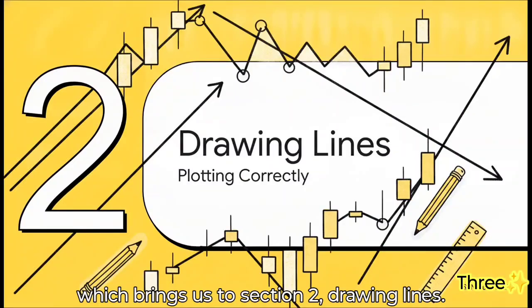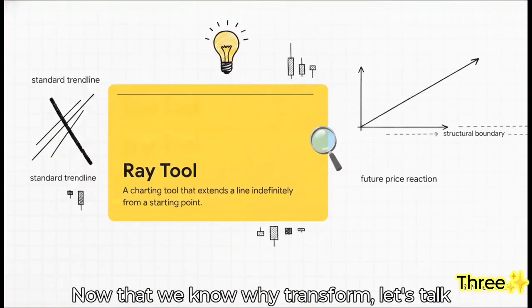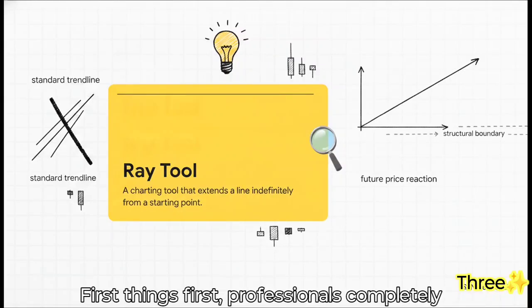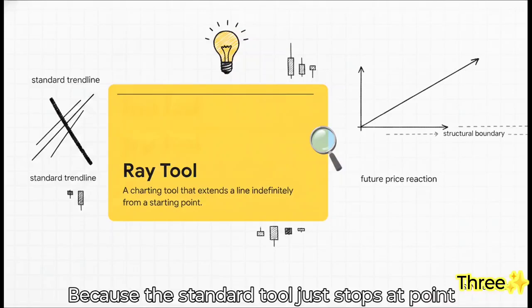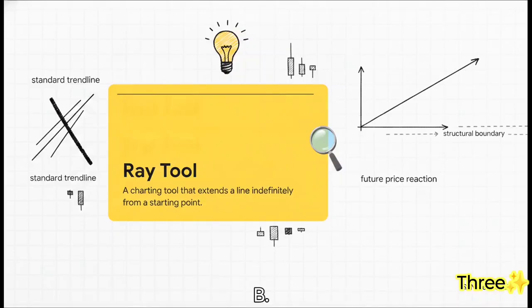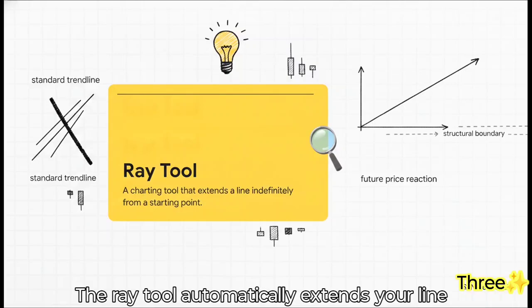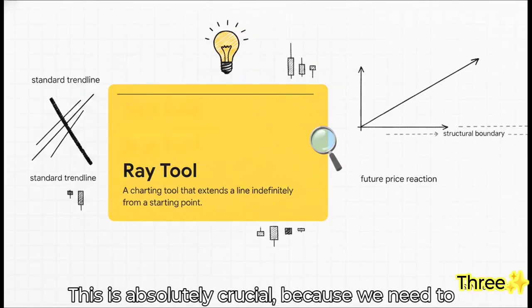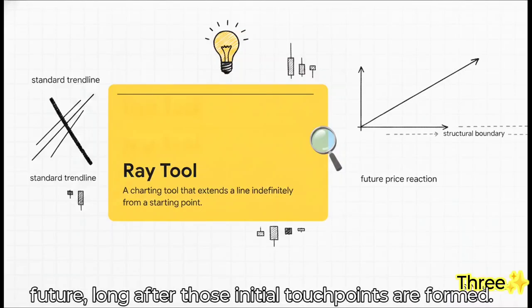Which brings us to section 2, drawing lines. Let's look at how to plot them correctly. Now that we know why trends form, let's talk about the how. First things first, professionals completely ditch the standard trendline tool. Why? Because the standard tool just stops at point B. Instead, you want to use the ray tool. The ray tool automatically extends your line indefinitely to the right, straight out from your starting point. This is absolutely crucial because we need to see exactly how price might react in the future, long after those initial touchpoints are formed.